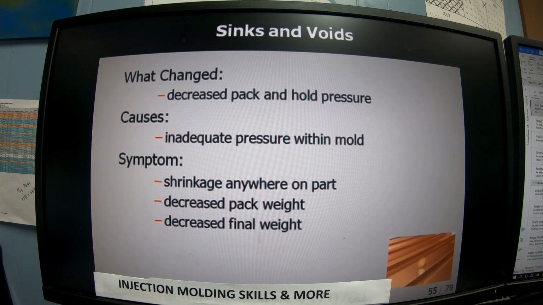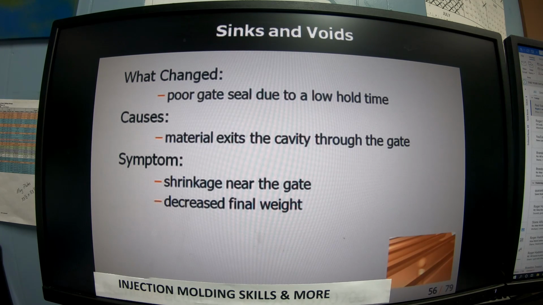Too often, pack and hold pressures are increased to correct for sinks and voids. You should first verify that filling related outputs such as fill weight, pressure at transfer, and melt temperature are the same before adjusting these pressures. If you see a sink or void near the gate, it's typically the result of insufficient hold time.